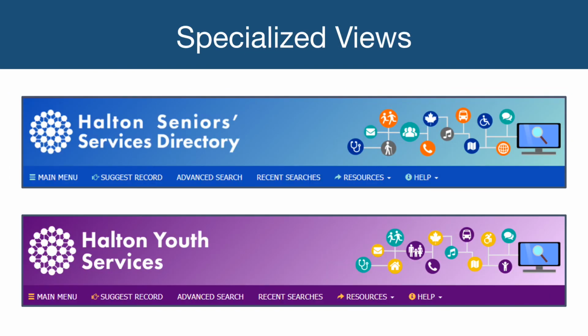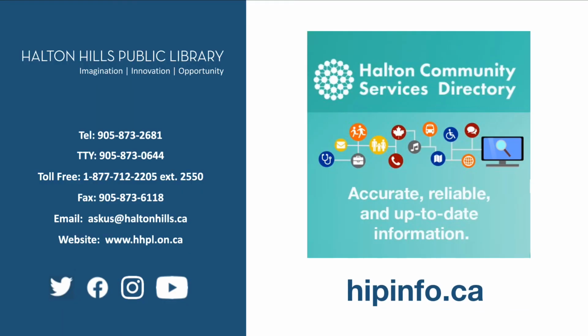The Halton Community Services Directory also offers 2 specialized views. The Halton Senior Services Directory contains listings and categories of specific interest to older adults and their caregivers. It can be found online at seniors.hipinfo.ca. Halton Youth Services is a specialized view of the directory with listings and categories directed toward young people. It is online at youth.hipinfo.ca. These specialized views make it easier to search for services offered for people in these age groups.